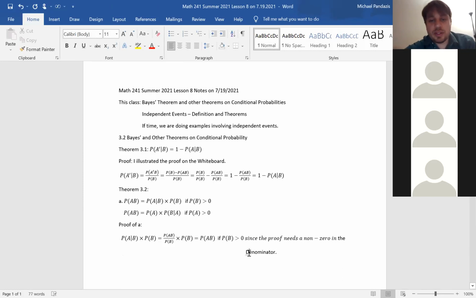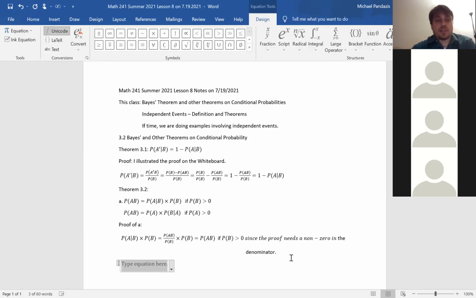The argument uses the fact that you divide by P of B here. If P of B was equal to 0, then this wouldn't work because you can't divide by 0. But since it's positive, you're dividing by a non-zero number, and so this argument works. Okay, so that's the first equation, A.